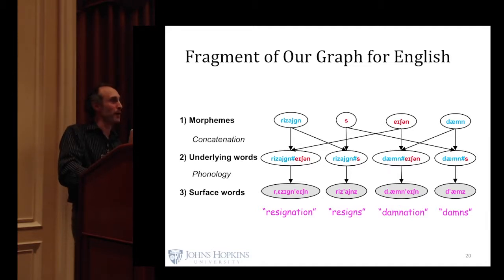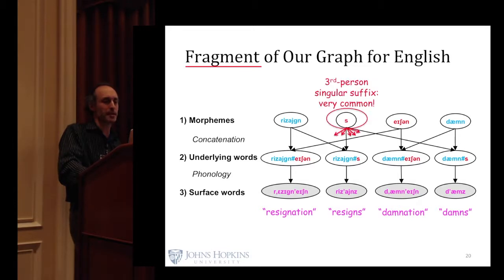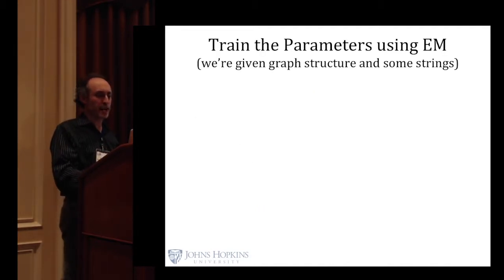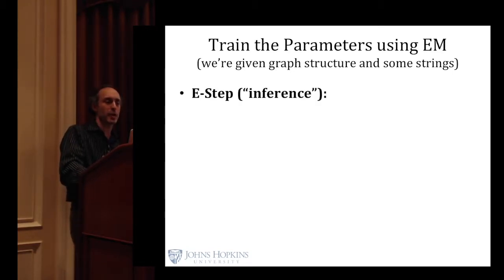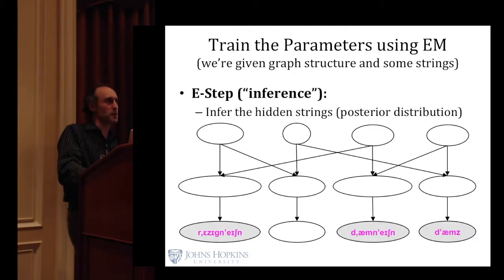Okay, and of course the real model is much bigger than this. I'm just showing a little fragment, but if you think about this third person singular suffix, it's going to be connected to hundreds of words. So we're going to train the parameters of this using the expectation maximization algorithm, just like training a hidden Markov model. So given some observed words, the E step is going to use our current model to guess where they came from, and that's the inference problem. So what's that doing? Well, we observe just these surface words down there, and then we try to fill in the rest. All the missing stuff.